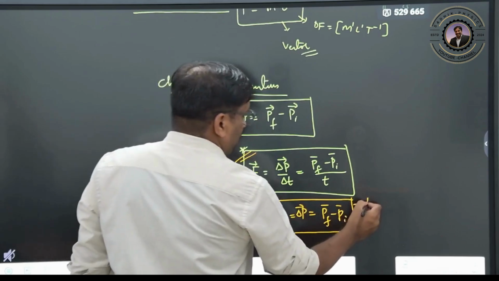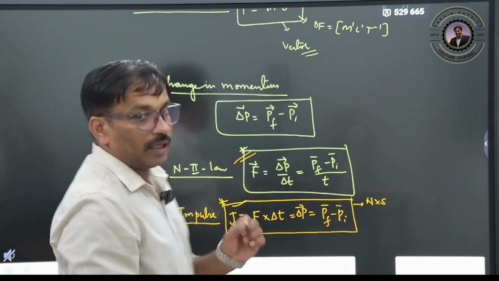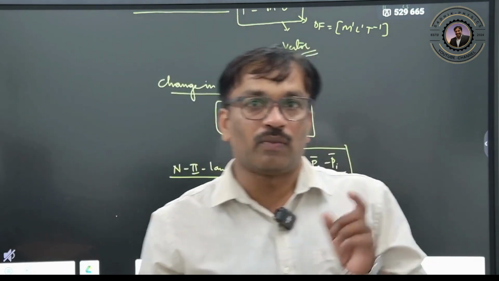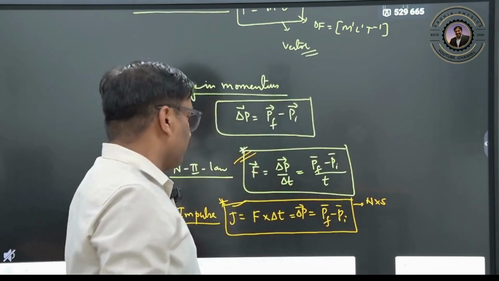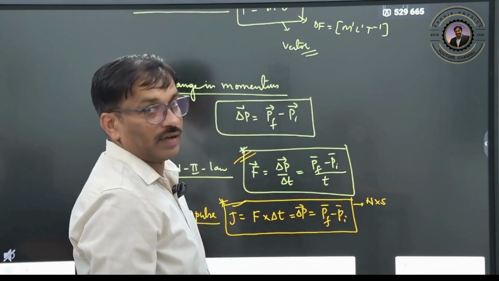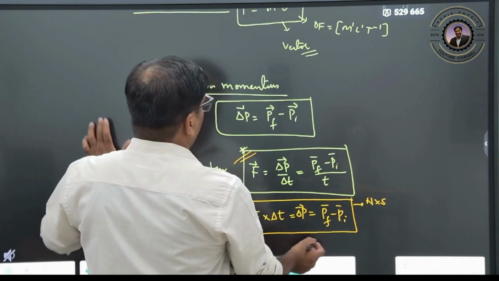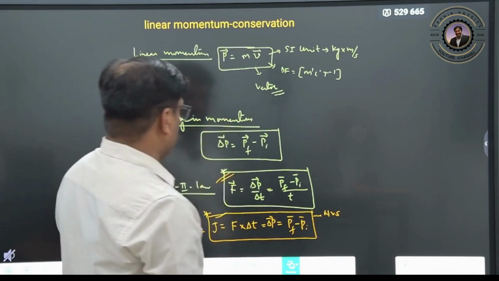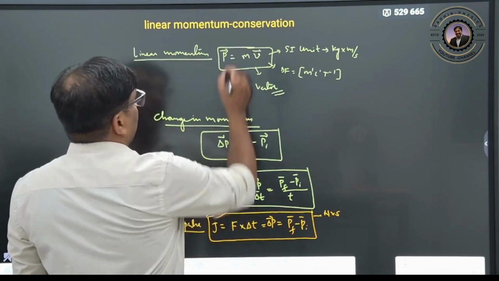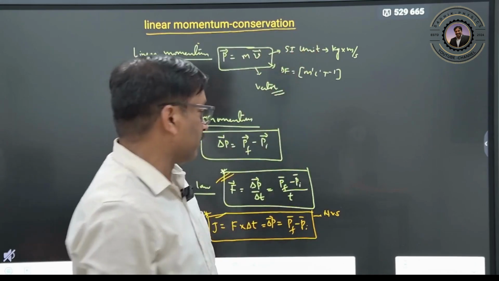You can also write Newton, force into time, Newton into second. So impulse and momentum are both the same. That means change in momentum is equal to impulse. Therefore, unit wise and everything, it will be the same. Clear? So these are the concepts, so we can use it. Now we will discuss the conservation of linear momentum. Very, very important.